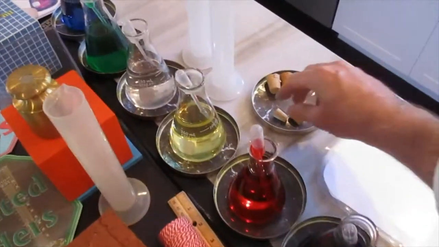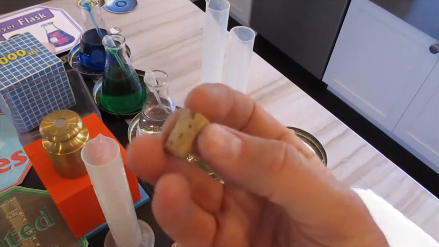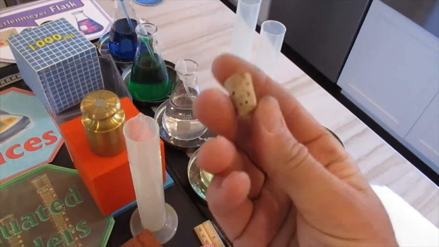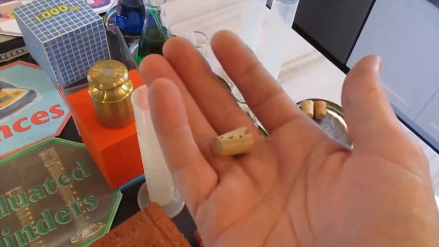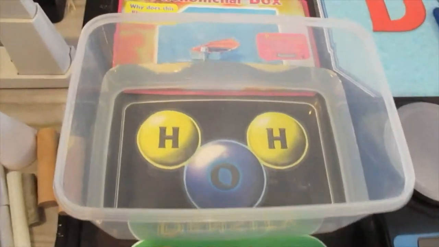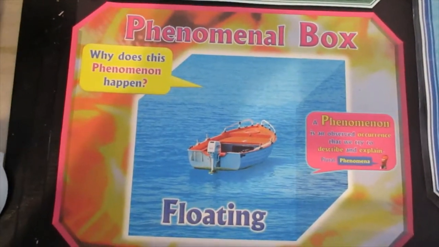And then maybe put a little cork on top of that. Corks are bark of an oak tree from Spain, and they're known for having a very low density. Okay, so let's see here. And of course, density, what does it tell you? This is the phenomenon. It tells you if something is going to float.